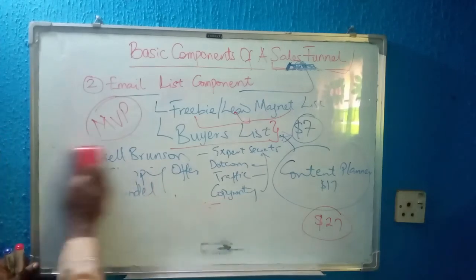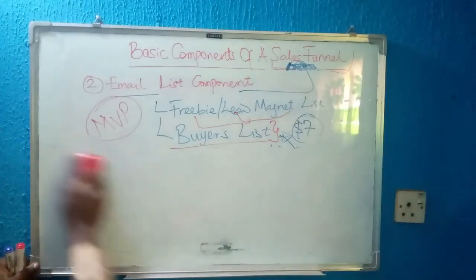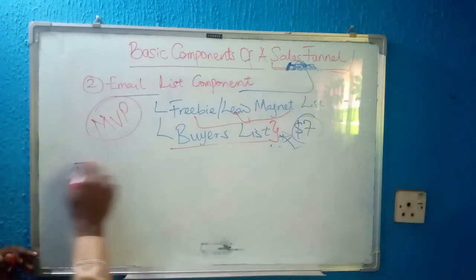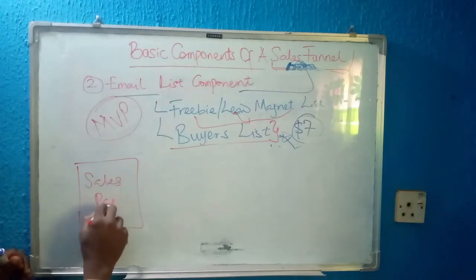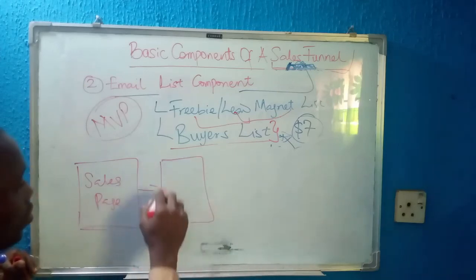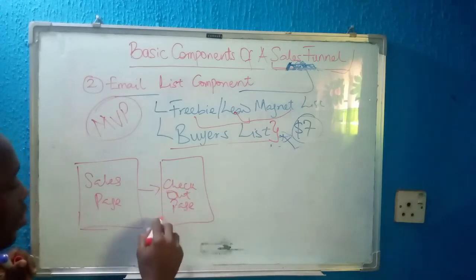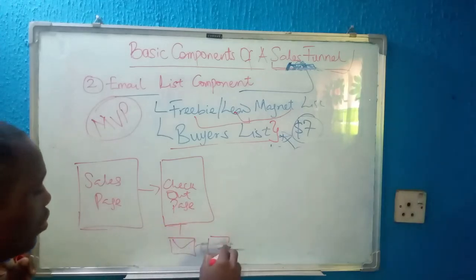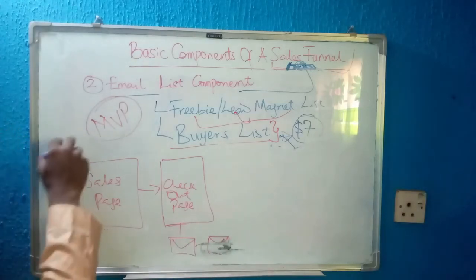So let me just draw a buyers list. Most times it starts with a sales page, and checkout page. I'm going to talk about something here. Then we have the traffic as usual. Traffic.